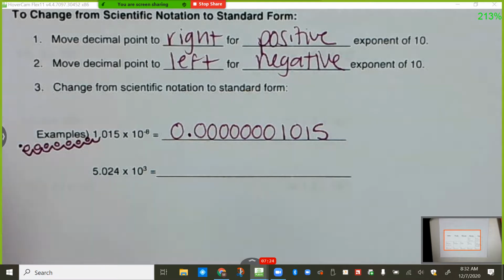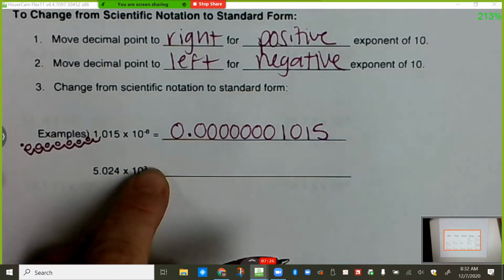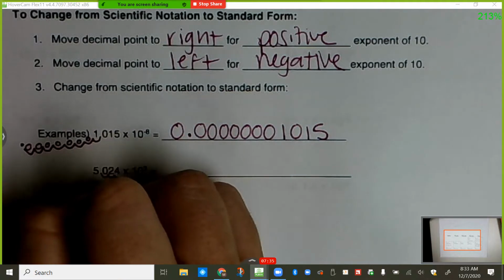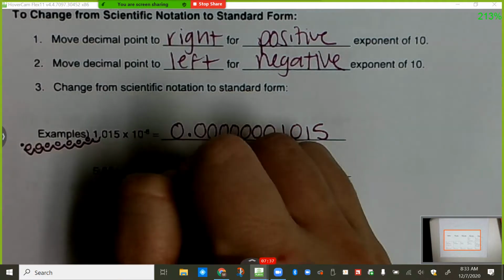Okay, now on this one, it says times 10 to the positive 3 power. So which way am I going to move if it's positive, bigger than 1? To the right. So 1, 2, 3. There are no empty spaces, so 5, 0, 2, 4.